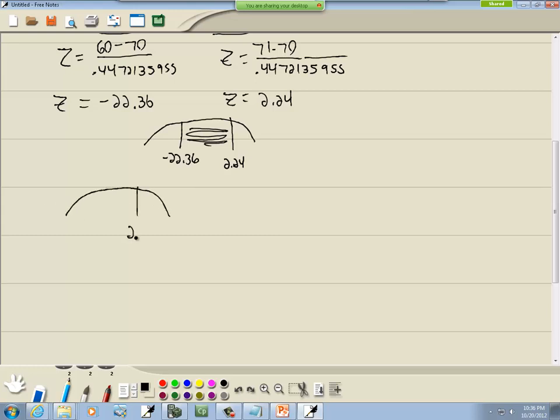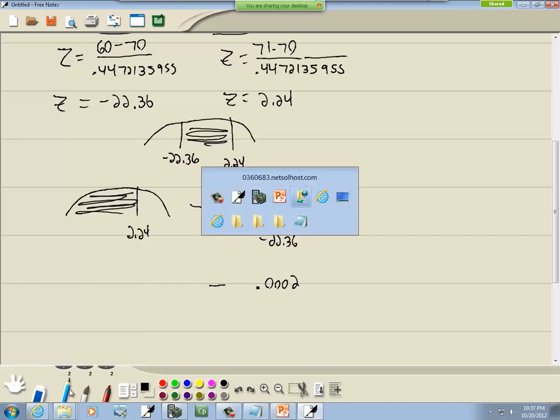So I do 2.24 first minus negative 2.36. Now I remember this from the previous problem. Our smallest value on our table was this, so I know that's going to be that. But let's go look up 2.24.